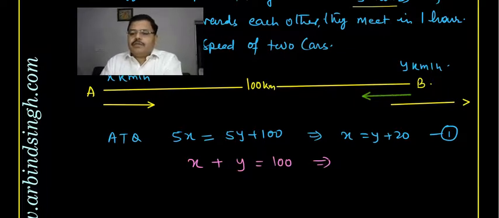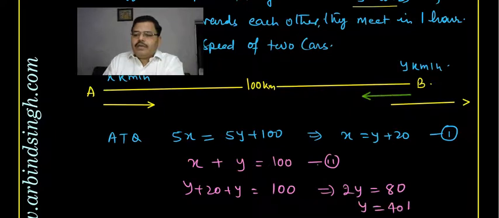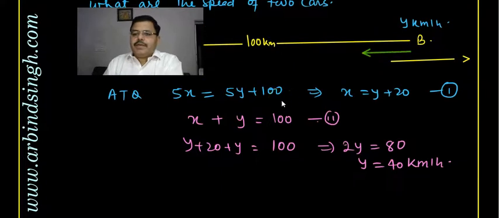This is equation 2. So if I am looking for this second equation solution, I can put value of x here, and x will be y plus 20. Plus y is equal to 100, and that will be 2y is equal to 80 and y is equal to 40 kilometer per hour. Y is 40, that is 40 kilometer per hour.